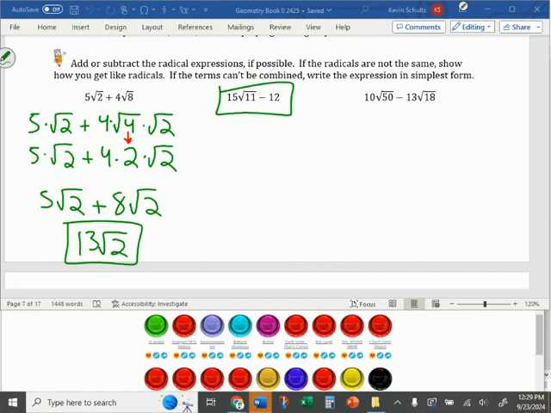10 root 50 minus 13 root 18. Definitely not the same roots there, but let's get to simplifying. How can we simplify root 50? 25 times 2. So 10 times the root of 25 times the root of 2. Get that perfect square factor. Wouldn't want to use 5 and 10. Neither of them are perfect squares, but 25 is. How can we simplify the root of 18? 9 times 2.